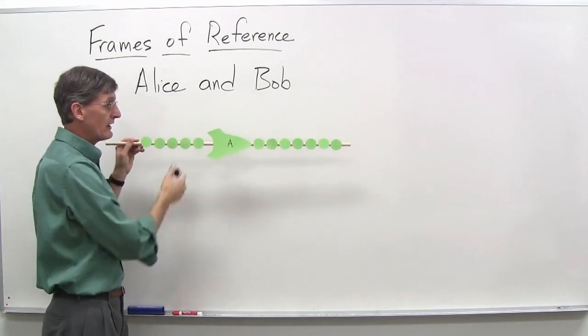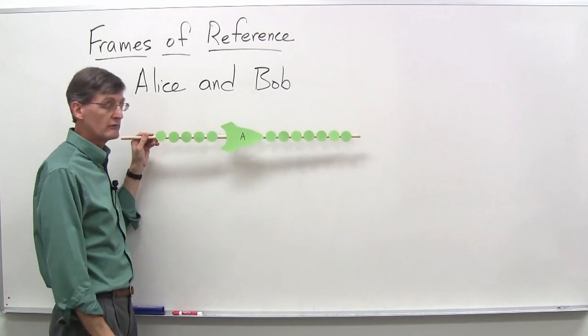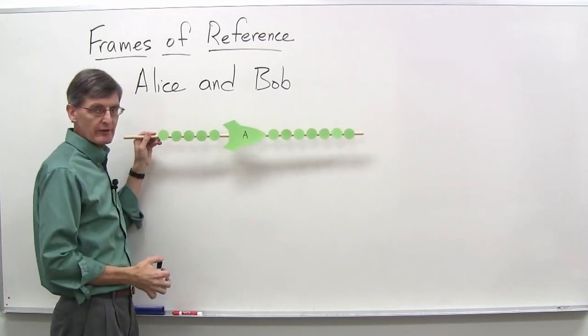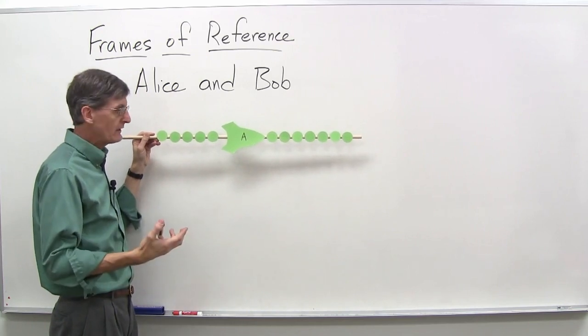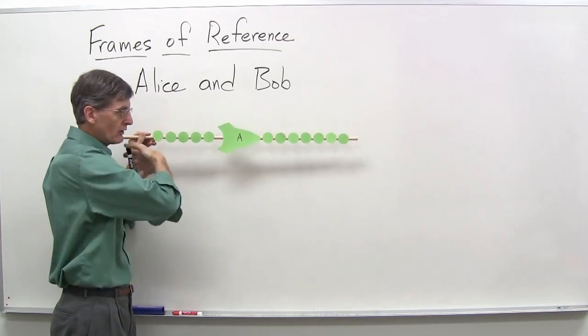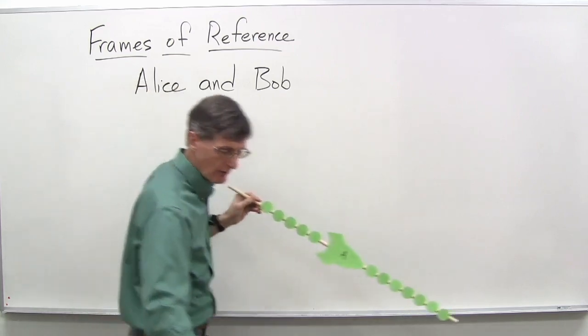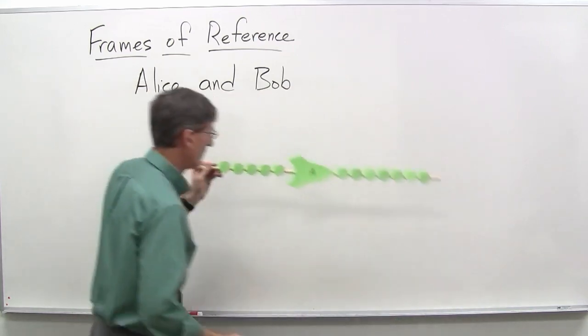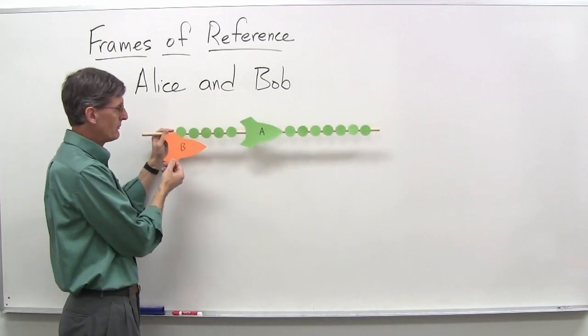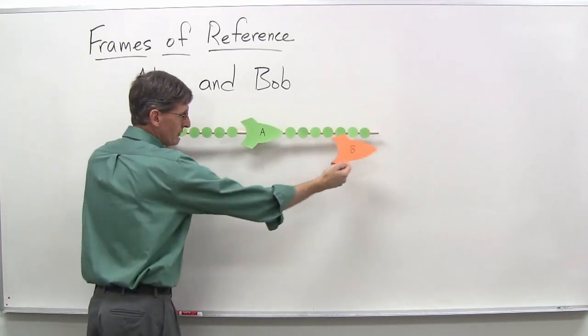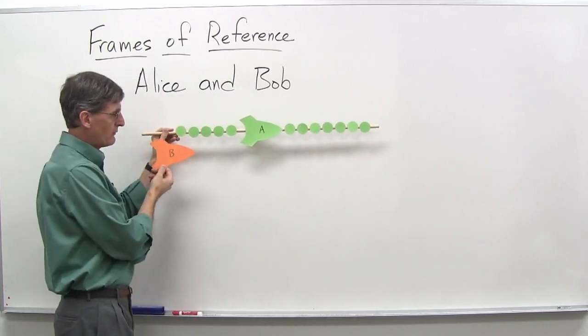So as far as Alice is concerned, we'll just start off with her at rest. And she has all her clocks set up there. And so she can record any event that occurs along her horizontal axis here. So there's Alice. And now let's bring Bob into the picture. So Bob will have an orange spaceship here. And we can imagine that Bob is flying by Alice like that. She's just at rest. Bob flies by.